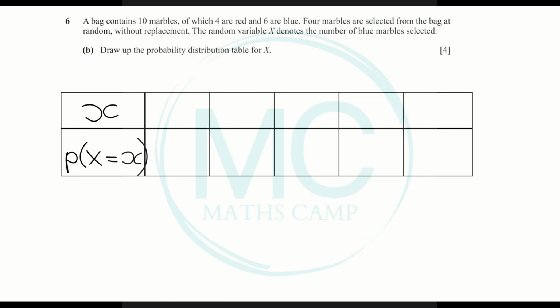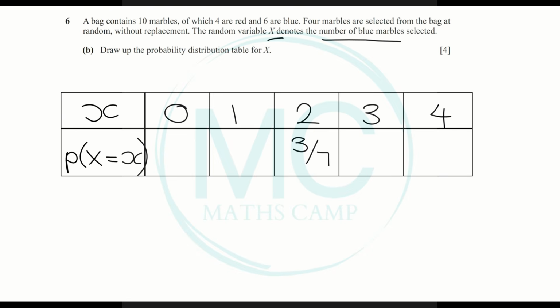The question tells us that x denotes the number of blue marbles. We are drawing 4 marbles from the bag. We can have no blue marbles, 1 blue marble, 2, 3, or all 4 marbles being blue. So the values of x that we need to consider are 0, 1, 2, 3, and 4. From part A, we already know that the probability of drawing 2 blue marbles is 3 over 7.